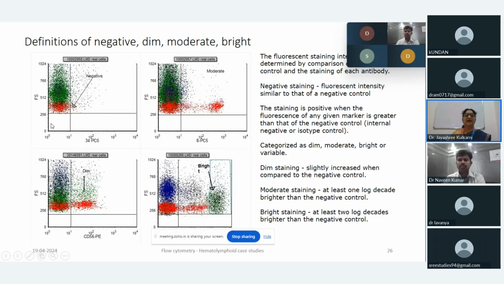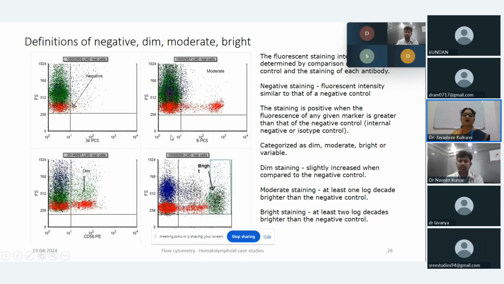So you can either have it in your negative quadrant, or it can be negative in relation to your normal positive control. Okay. So the staining is positive when the fluorescence of any given marker is greater than that of the negative control. And then you categorize it as dim, moderate, or bright. Dim is slightly increased when compared to the negative control. Moderate is at least 1 log decade brighter than the negative.